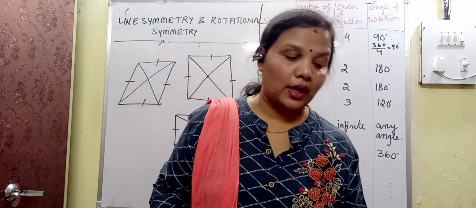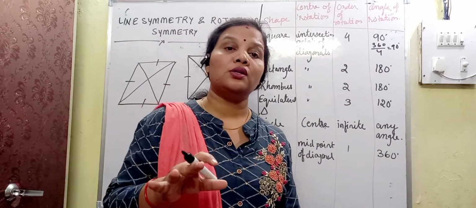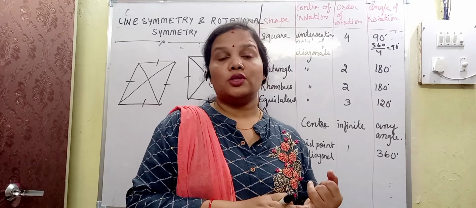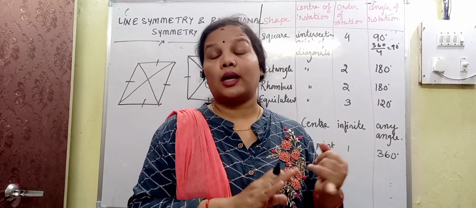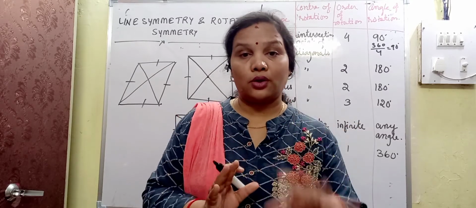Okay, so like this you have to solve this exercise, where you have to find the figures for which line symmetry and angle of line symmetry, and rotational symmetry, both you have to identify in a particular figure.